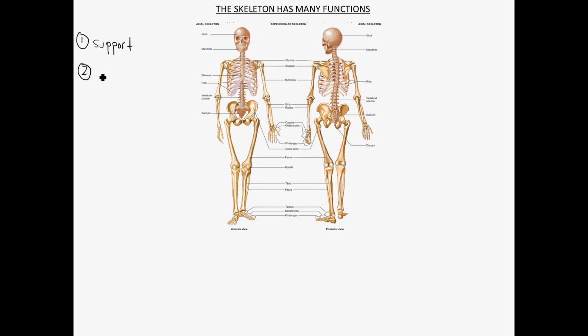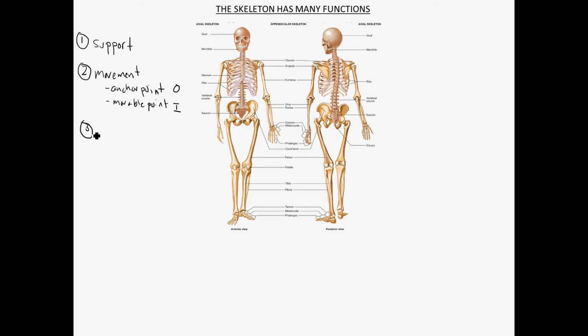Speaking of muscles, the second function here is movement. The skeleton provides an anchor point as well as a movable point for skeletal muscles to move the body. Anchor point and then a movable point. This anchor point is referred to as the origin, and the movable point is referred to as the insertion, and we'll get into more details of that later.